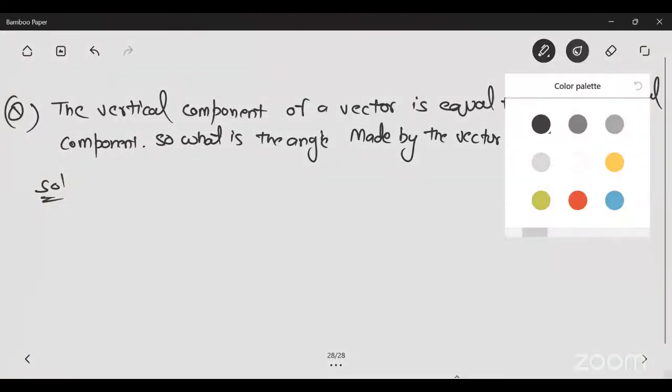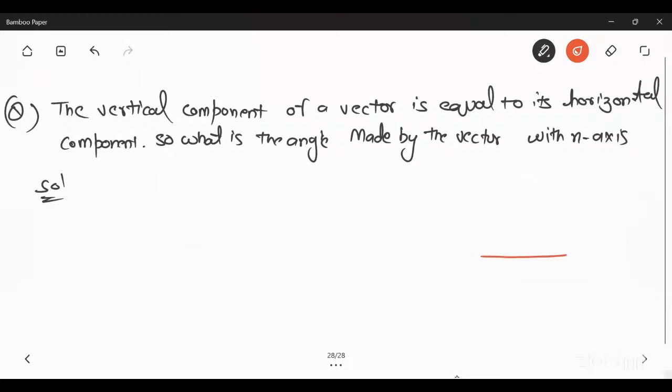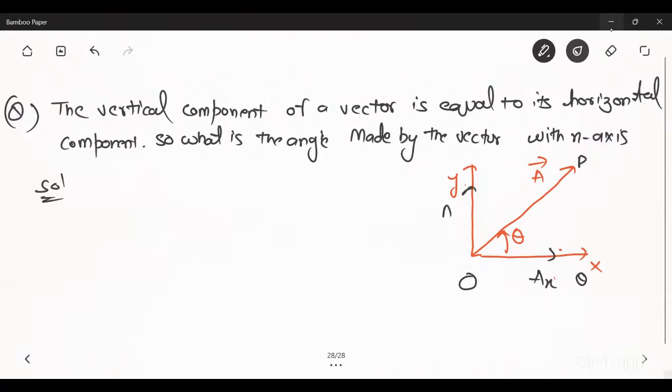Now see what the question is saying. Suppose that was x-axis, this was y-axis, and a vector is there, which is inclined at an angle theta. Okay. So we know that its horizontal component is AX and the vertical component is AY.